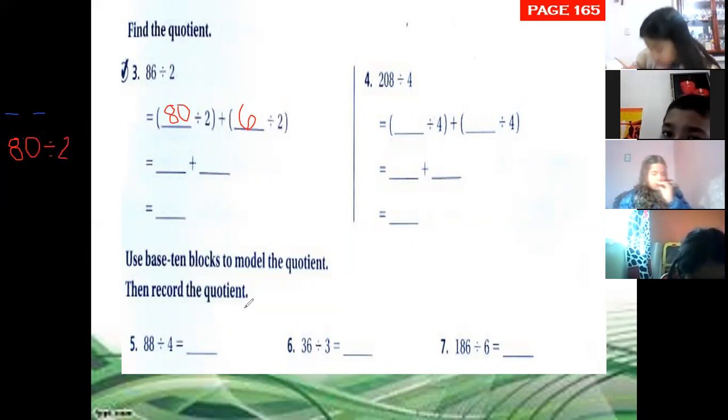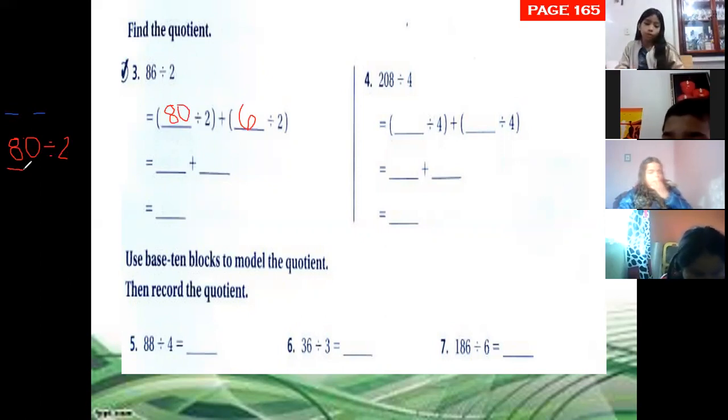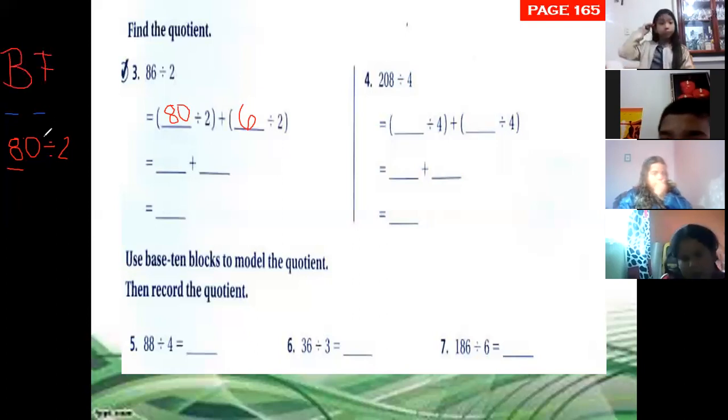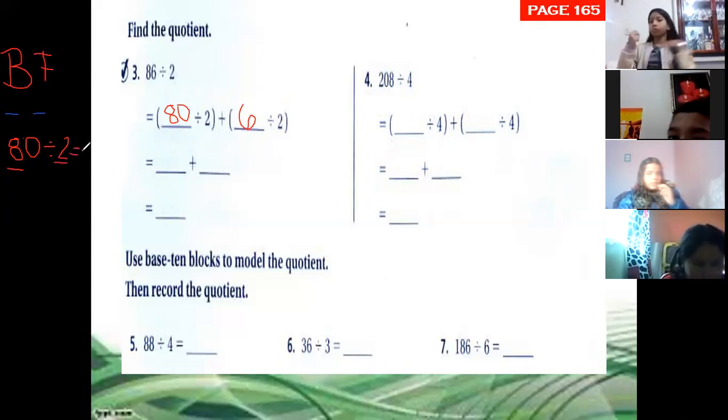To divide 80 by 2, we need the basic fact. Remember that strategy? This one is a strategy to do mental math. Basic fact, 8 divided by 2 equals 4.